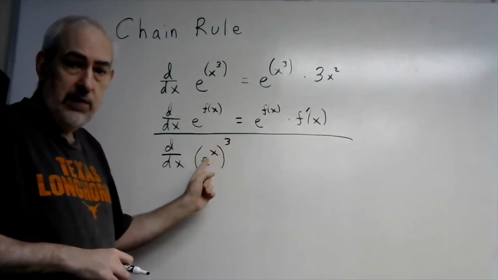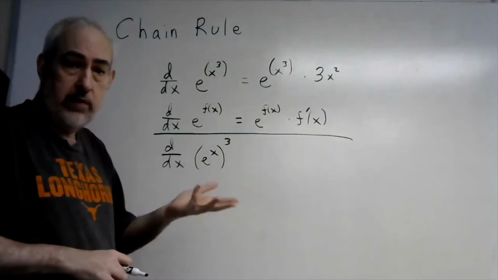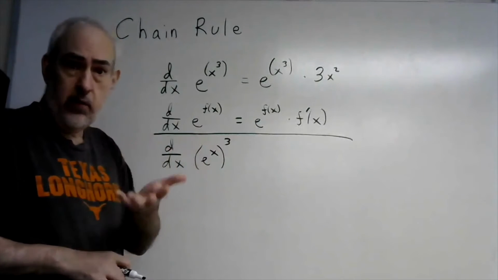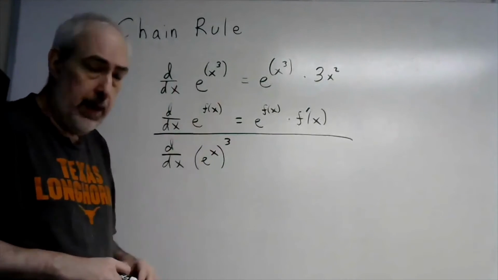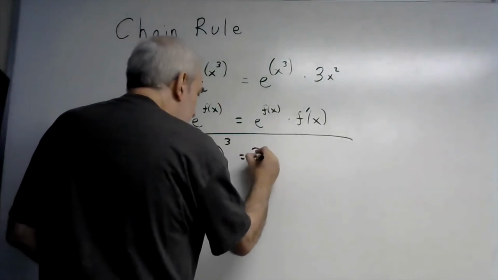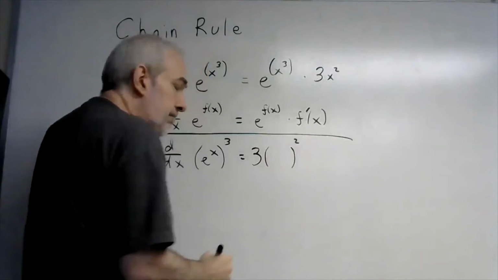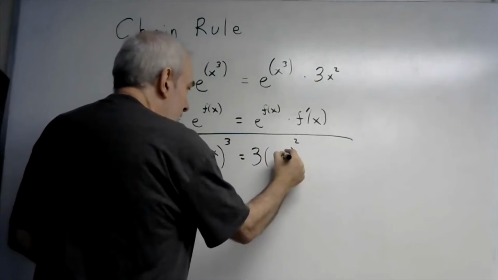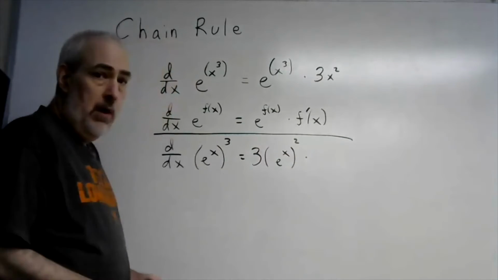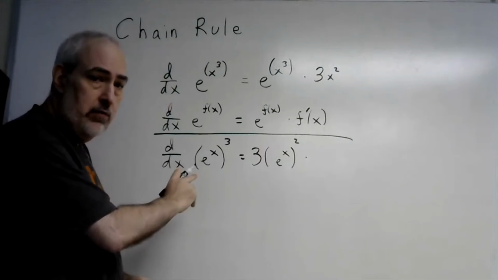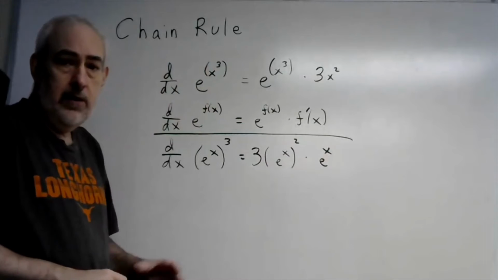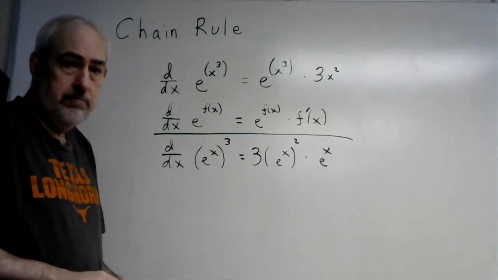Since x cubed is the outer function, that's what we have to take the derivative of first. And our derivative rule for x cubed is 3x squared. You bring down the power, reduce the power by 1. But you keep what's inside the same, this e to the x. Then you multiply by the derivative of the inside, so the derivative of e to the x, which is e to the x. So that's going to be our answer.